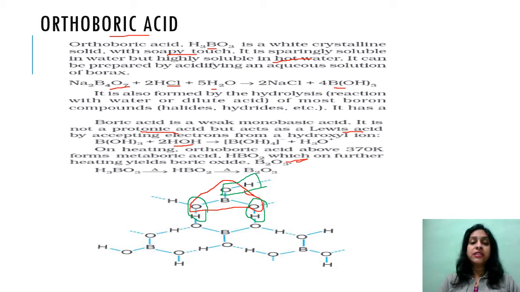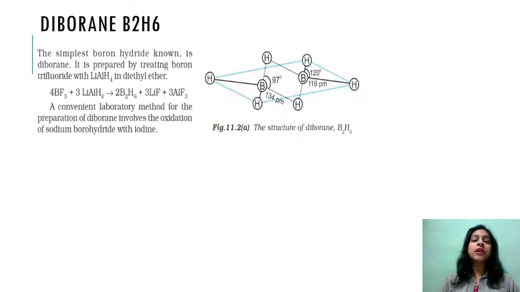Orthoboric acid above 370 Kelvin again forms metaboric acid, that is HBO2, and on further heating, boric anhydride. Okay, next we are talking about another boron compound, and that is diborane. As you can see in the figure, this is the structure of diborane, and it is the simplest boron hydride, and its formula is B2H6. BH3 का dimer होता है बेटा.